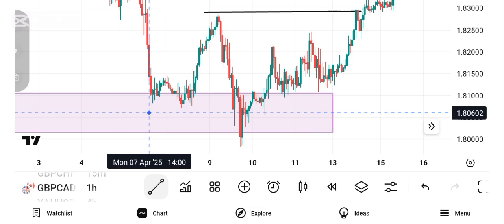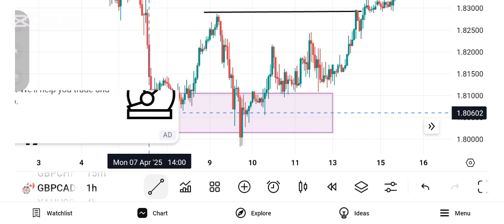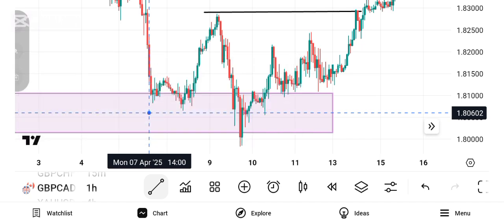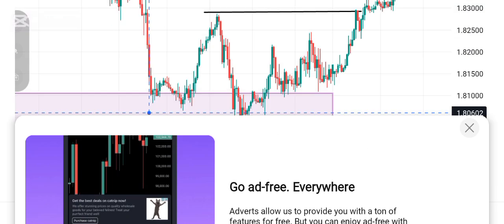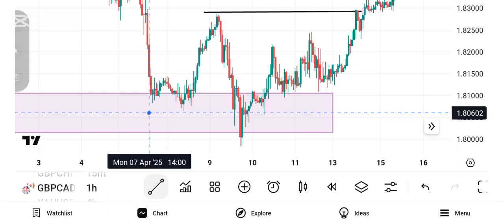Most of you traders don't know how to mark a valid break of structure, and most of you don't know what a market structure shift is. If you don't know what a market structure shift is, check my previous video on my YouTube channel to learn about it. We are also going to talk about how to identify a valid market structure shift right here.